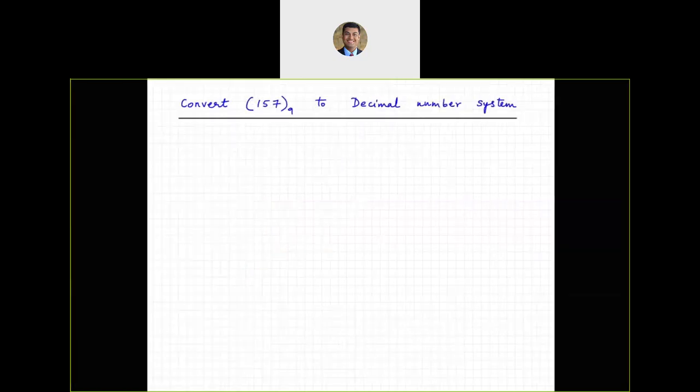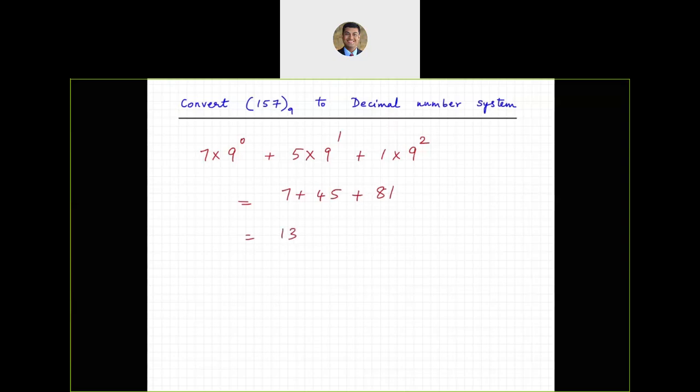157 base 9 to decimal number system. Sure. So you can take 7 times 9 raised to 0, 5 times 9 raised to 1, 1 times 9 raised to 2. 7, 45, what is that? 81, 120, 133. Very straightforward, just a quick exercise.